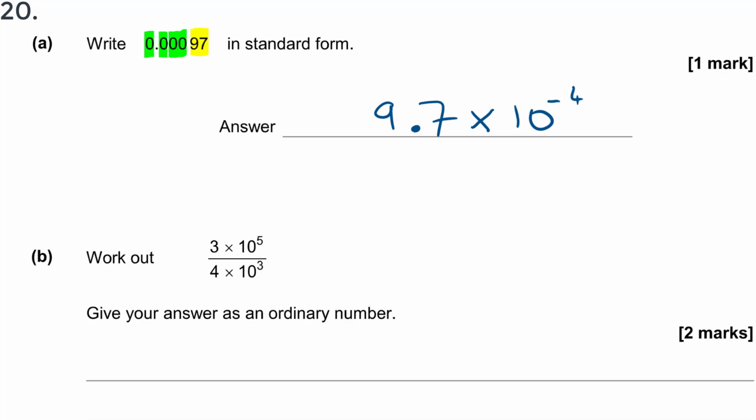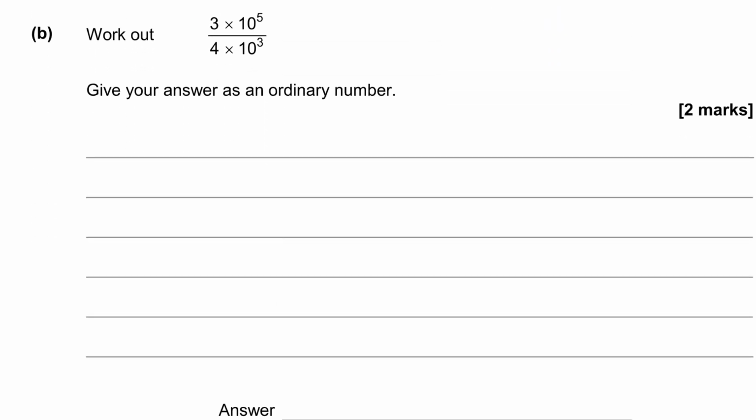Another way some people think about it is moving the decimal point 1, 2, 3, 4 jumps to the right. That also gives you that 4 there. So either count the zeros, including the one in front of the decimal point, 1, 2, 3, 4, it's going to be power to -4, or count the decimal place jumps. Either way, it's 9.7 times 10 to the -4. Right, what does part B say?